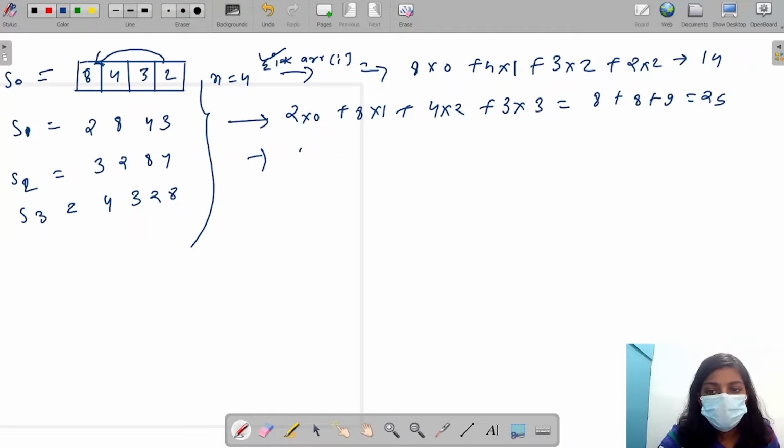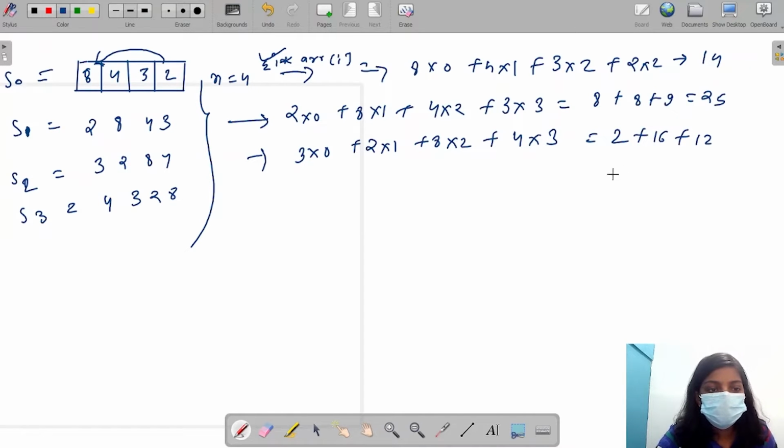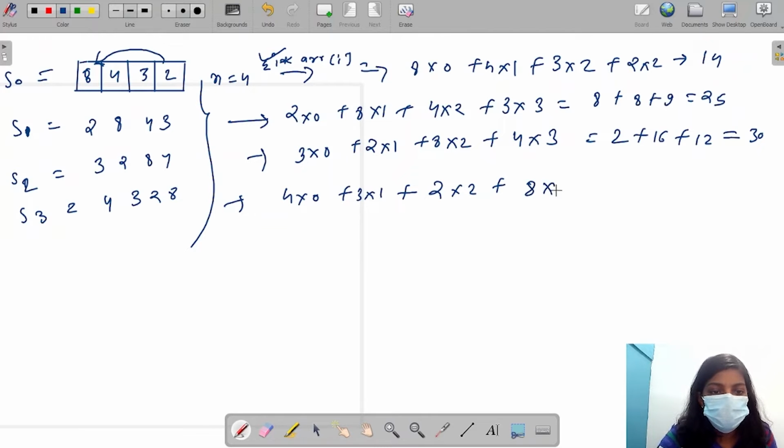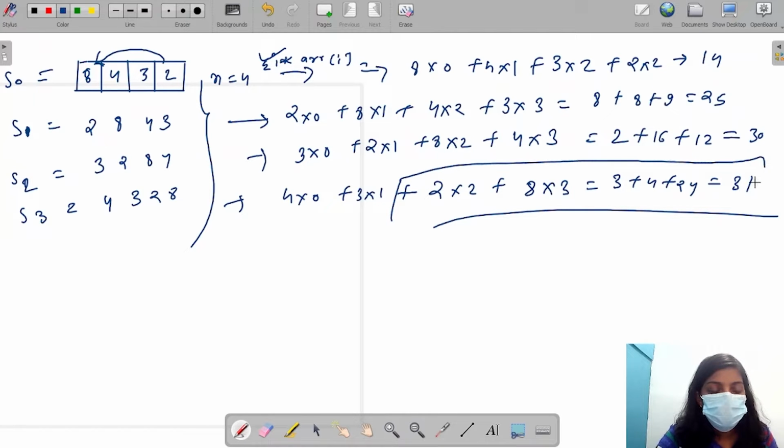Now for this rotation, for S2, it is 2 into 1 plus 8 into 2 plus 4 into 3, which is equal to 2 plus 16 plus 12, which is equal to 30, right? Now for this, it will be 4 into 0 plus 3 into 1 plus 2 into 2 plus 8 into 3. So it will be equal to 3 plus 4 plus 24, which is equal to 31, right? So this is my maximum sum.